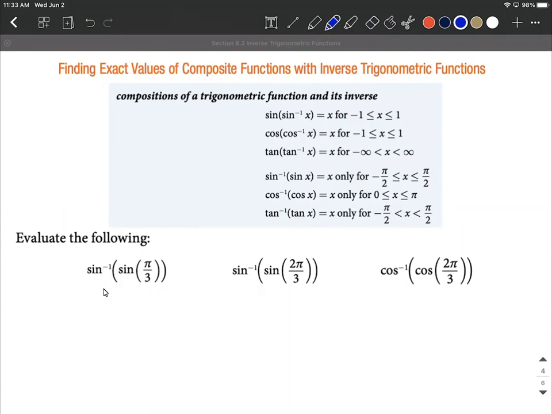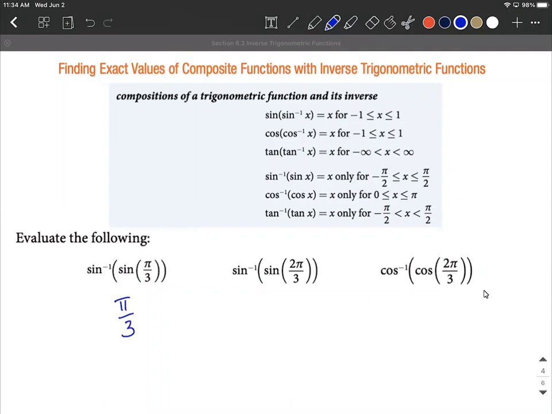All right, so on this first one, we have sine inverse of sine of pi over 3. If we refer back here, is our x in between negative pi over 2 and positive pi over 2? Yeah. A third of a pi is smaller than a half of a pi. So in this case, we're just going to get really nice canceling out, and we can say the answer here is going to be pi over 3.